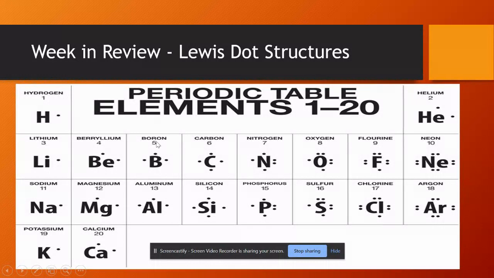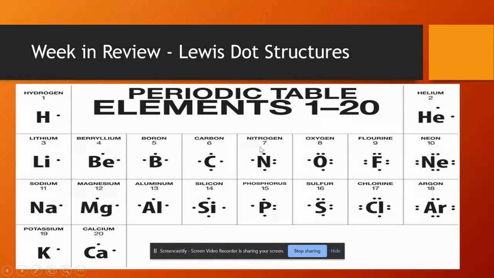We took a look at Lewis dot structures. This is more of a high school preview, but you notice that if this group has 1 valence electron, the outer shell of electrons is going to have 1 electron in it. This is group 2, your alkaline earth metals. Again, 2 valence electrons. Remember, we skipped the transition metals. They're a little more complicated. When we get to group 13, the boron group, 3 valence electrons, and so on down the line.